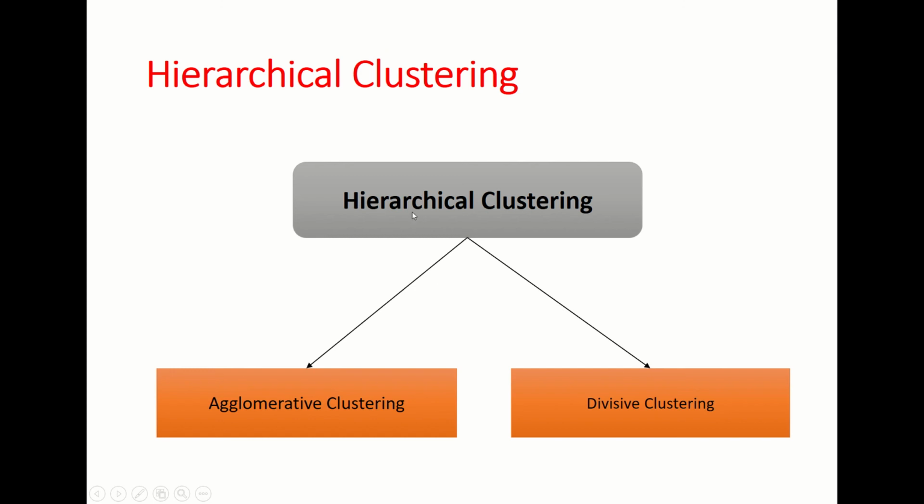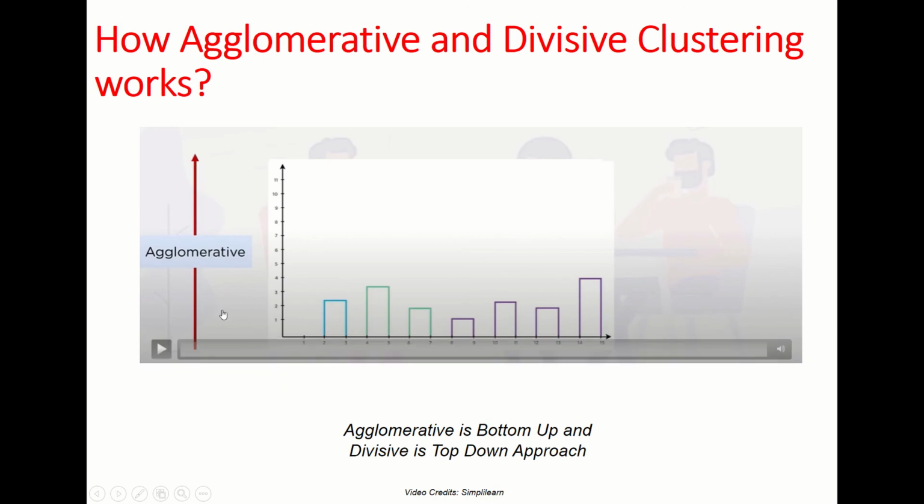As I told you earlier, in hierarchical clustering you have two different types: one is agglomerative and the other is divisive. This is a video taken from Simplilearn. I felt it is a very beautiful video which depicts how agglomerative and divisive clustering work, with certain data points and how it has worked. Agglomerative is a bottom up approach, and divisive is a top down approach.